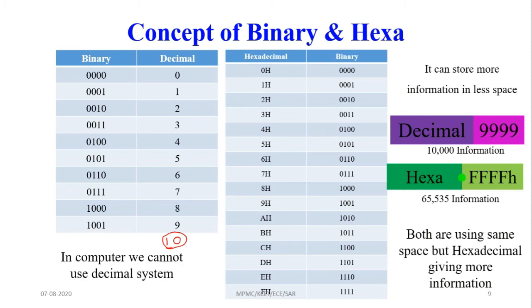Next, in a computer, we cannot use the decimal system. We show a decimal system and some letters on the keyboard, but the machine does not represent them by the decimal system. In machine language, it can only use binary numbers, but in our microprocessor system, we are using the hexadecimal number. Okay, clear?